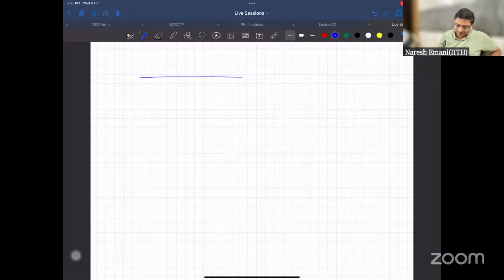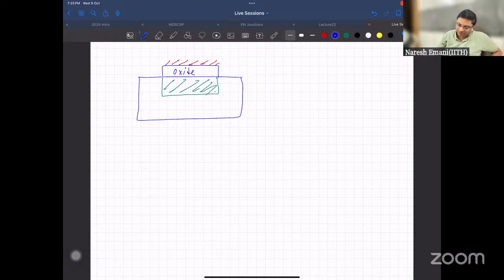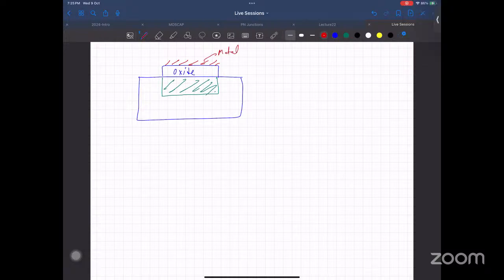you have this, which is my oxide. This is my substrate, and this is my metal on the top. First you deplete. When you deplete, you have a depletion region underneath this, schematically. Now, whenever you deplete a semiconductor, what happens?